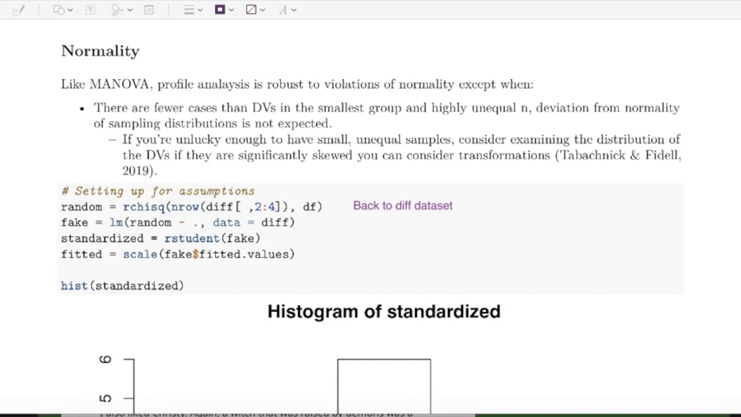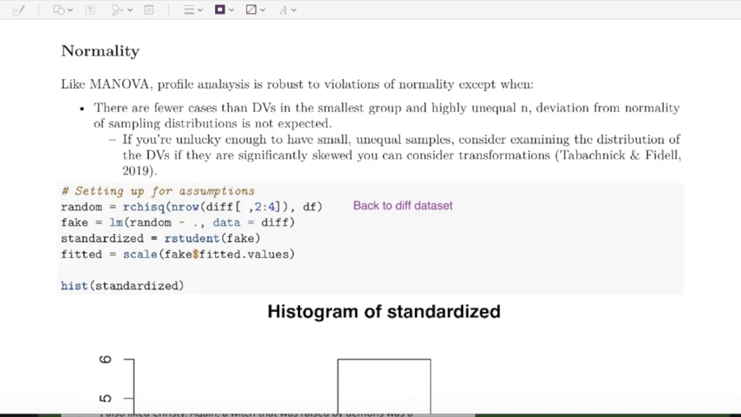If you are unlucky enough to have small and unequal sample sizes, then what you can do is look at the distributions to see how normal they look. And if possible, you might be able to do a transformation on the dependent variables before you run the MANOVA.